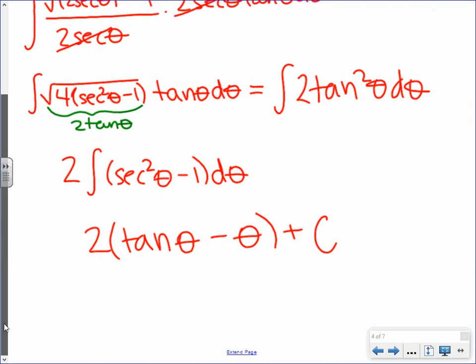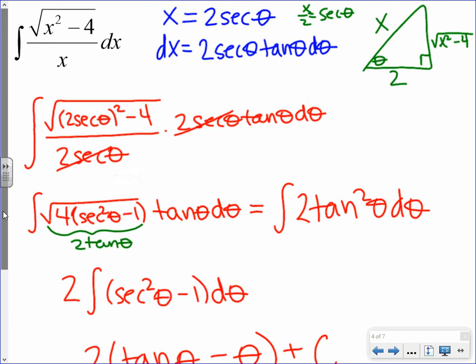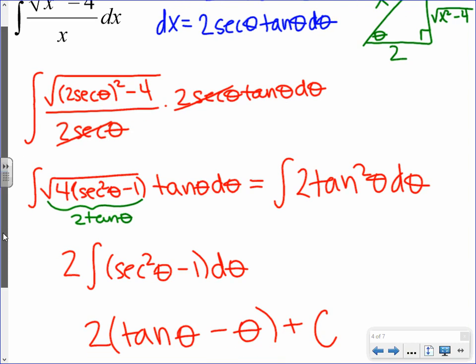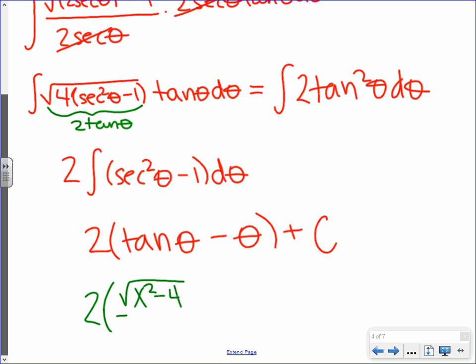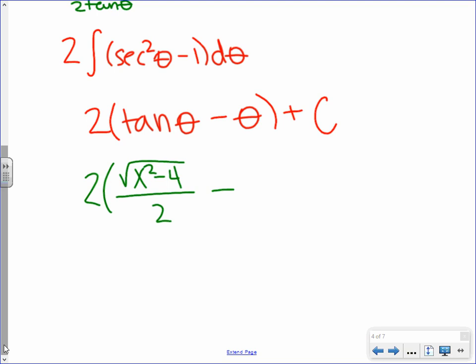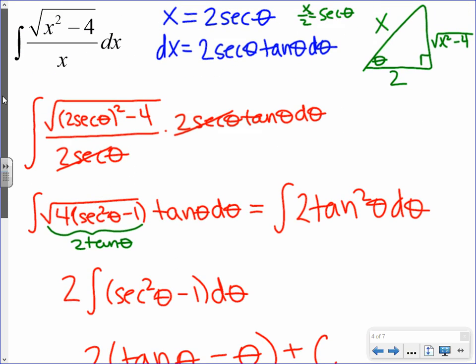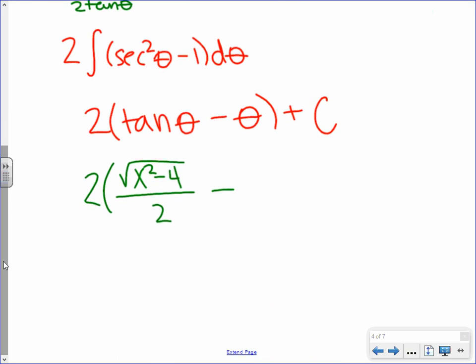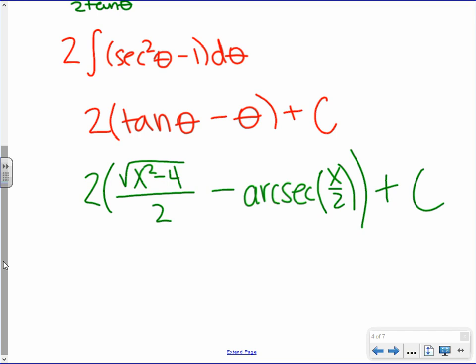Okay, so we need to replace tangent theta. What is the ratio for tangent of theta? Here's theta. Tangent of theta equals opposite over adjacent, correct? So tangent of theta we can replace with opposite over adjacent. And then for theta, since we defined secant of theta to be x over 2, theta is arcsecant of x over 2. If you don't have a trig function, just do arcsecant of x over 2.